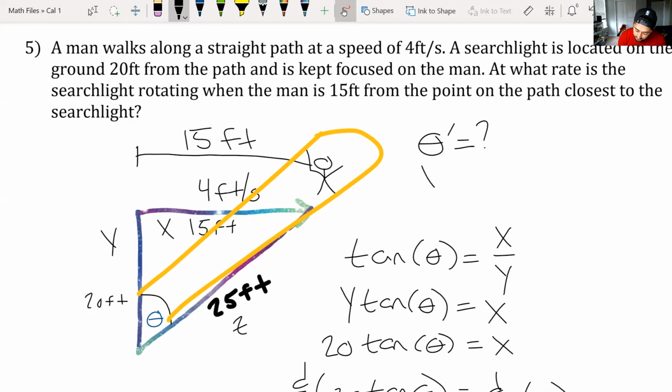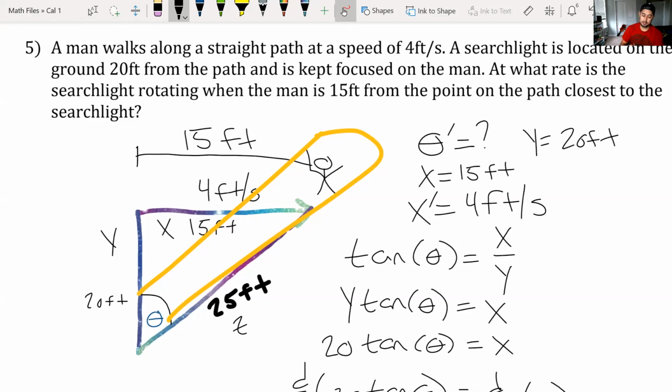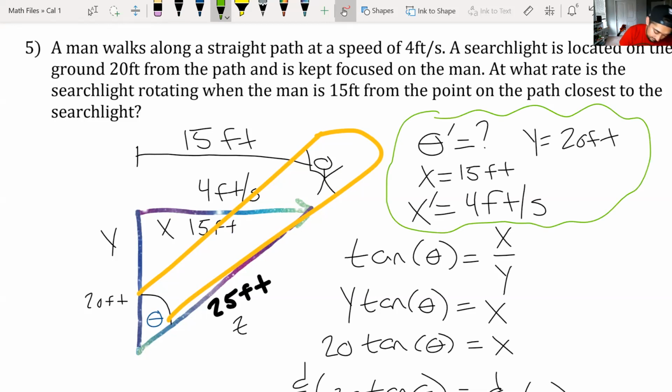We knew that x was 15 feet. We knew that y was 20 feet. And we also knew that x prime was 4 feet per second. So this is the stuff that we knew. Okay. Now, we have everything labeled. We've taken the derivative, and now our job is to solve for theta prime.